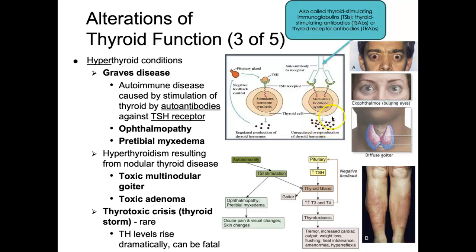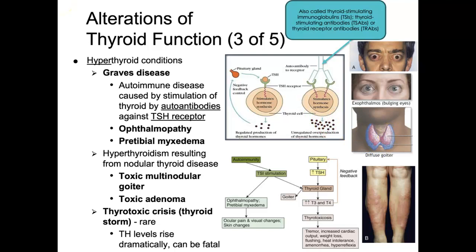Now, the causation of this is unknown. There seems to be some type of genetic factor interacting with environmental factors that triggers this. And remember that this is a type 2 hypersensitivity. Now, as the TSIs are stimulating the thyroid gland, it causes the cells in there to undergo hyperplasia. And that is how we are going to get a goiter to develop.